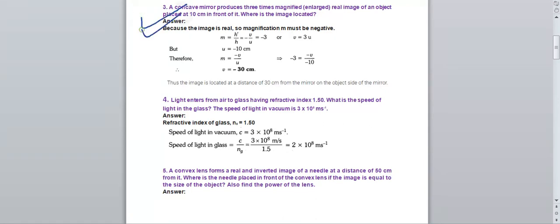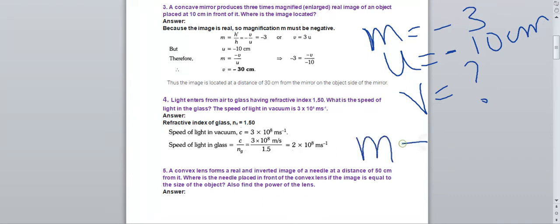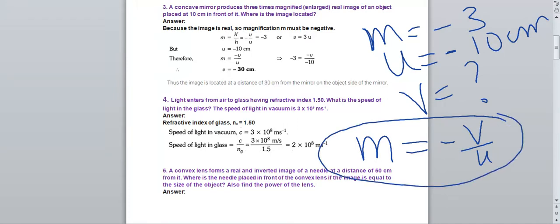So in this question, magnification m is given as minus 3. Object distance u we have to take as minus 10, because I have told you a formula that object distance is always taken as negative. So we'll take it as minus 10, and what we have to calculate? We have to calculate v. So these are the data which are given to us in the question, and we also know that magnification m is equal to minus v by u. So using this formula we can solve this question.